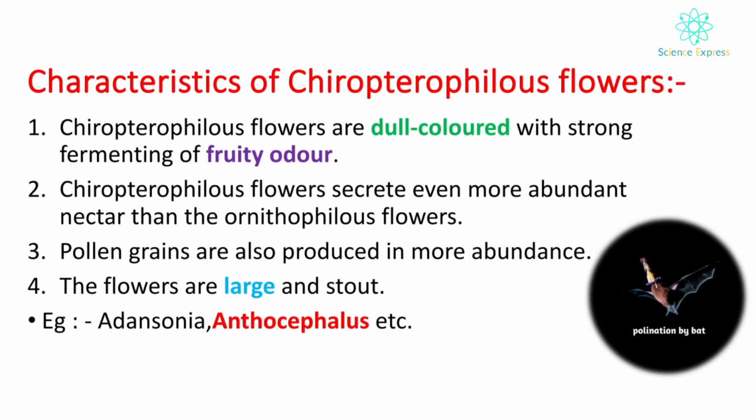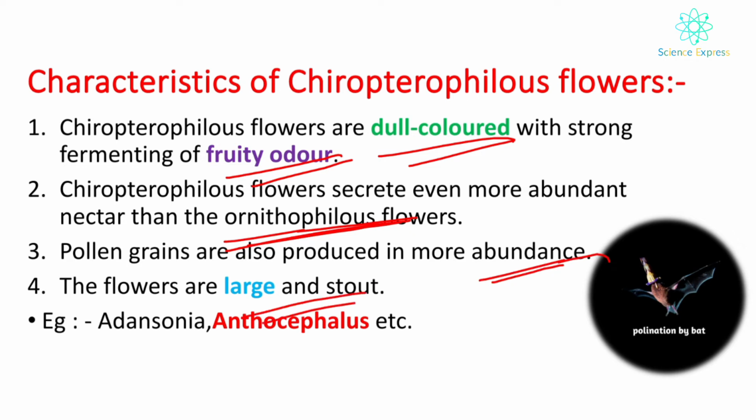Next one is Chiropterophilous flower. Chiropterophilous flowers are dull colored with a strong fruity smell. Chiropterophilous flowers secrete even more abundant nectar than the Ornithophilous flowers. Pollen grains are also produced in more abundance. The flowers are large and stout or funnel shaped structures.